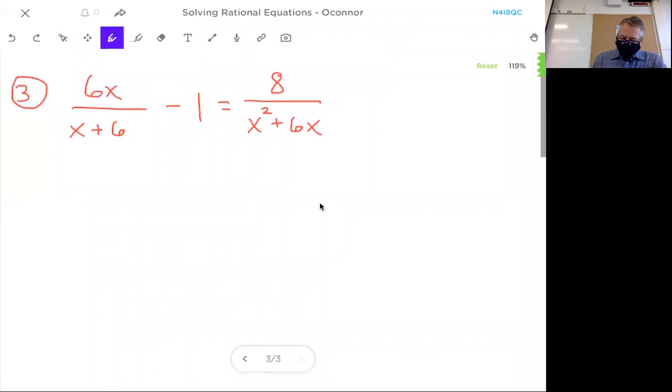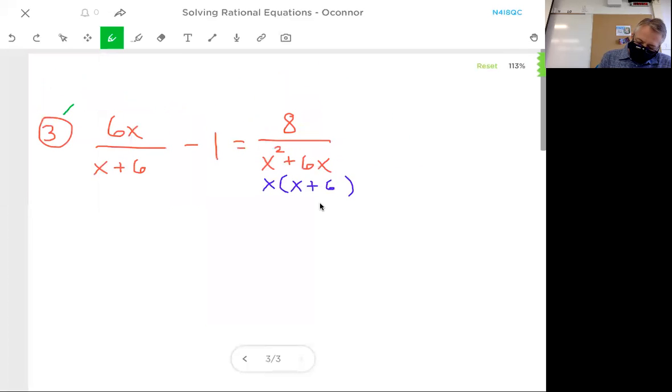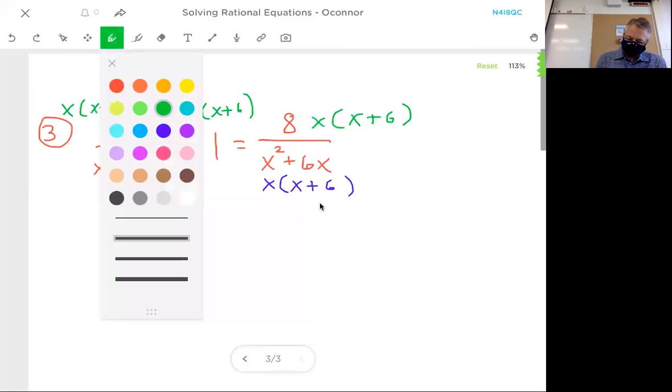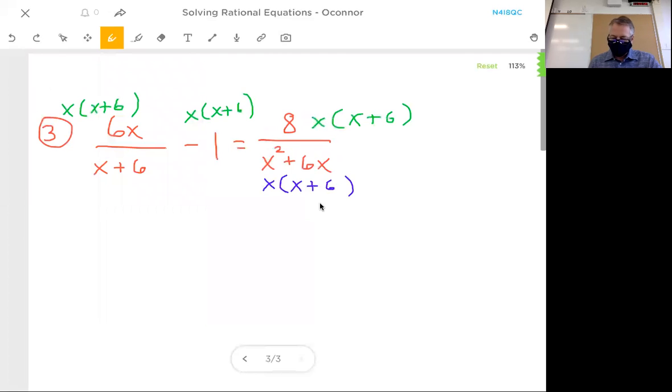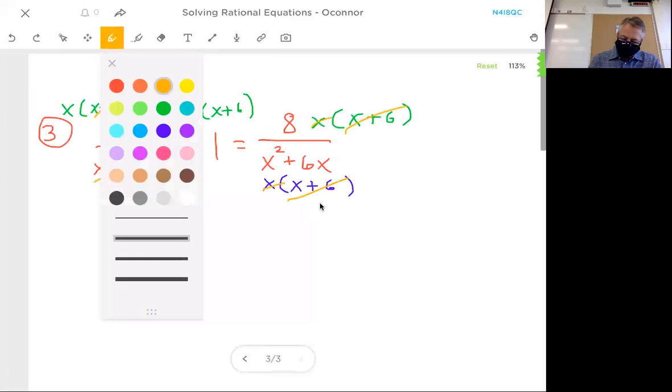All right, so last one. I'll factor this into x times x plus 6. And so my common denominator is x times x plus 6. So I multiply the first parts by x times x plus 6. The middle parts, x times x plus 6. And the last part, x times x plus 6. The x plus 6's cancel on the left side. Both the x and the x plus 6's cancel on the right side.